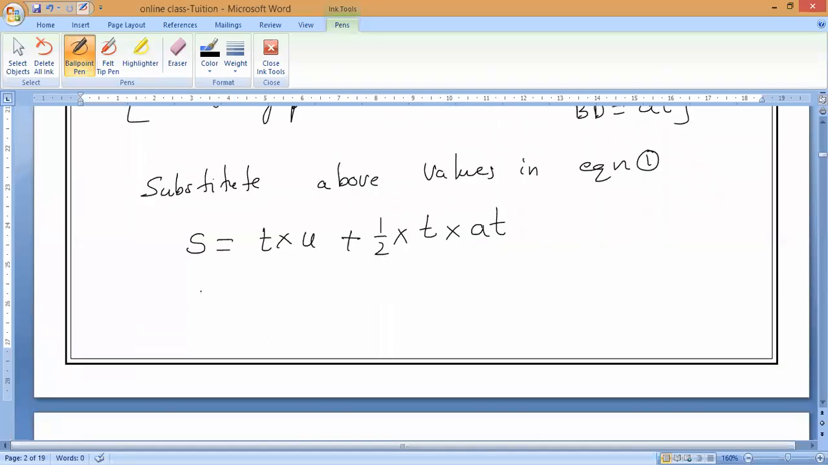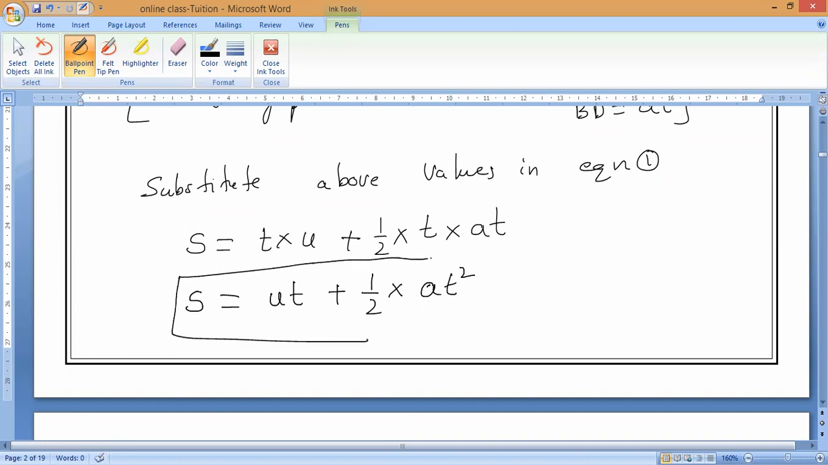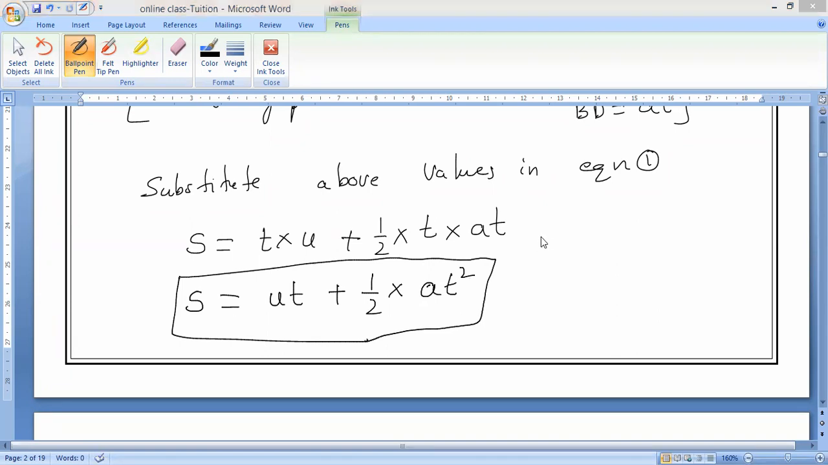So next, S is equal to U into T, that is ut, plus half into T into at, which is at square. That's all. Clear? Yes, second equation, sir. Everybody? Any doubt, you can ask. Yes, sir. Clear, everybody?